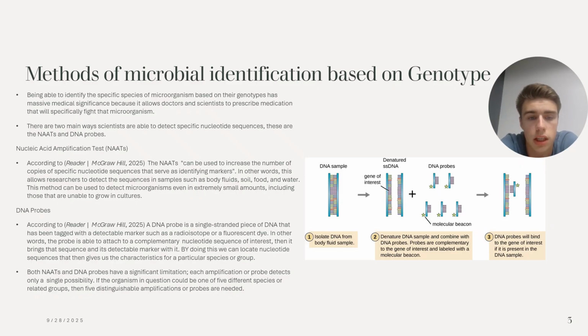Both these tests have a significant limitation though. Each amplification or probe detects only a single possibility. If an organism in question could be one of 5 different species or related groups, then 5 distinguishable amplifications are needed.